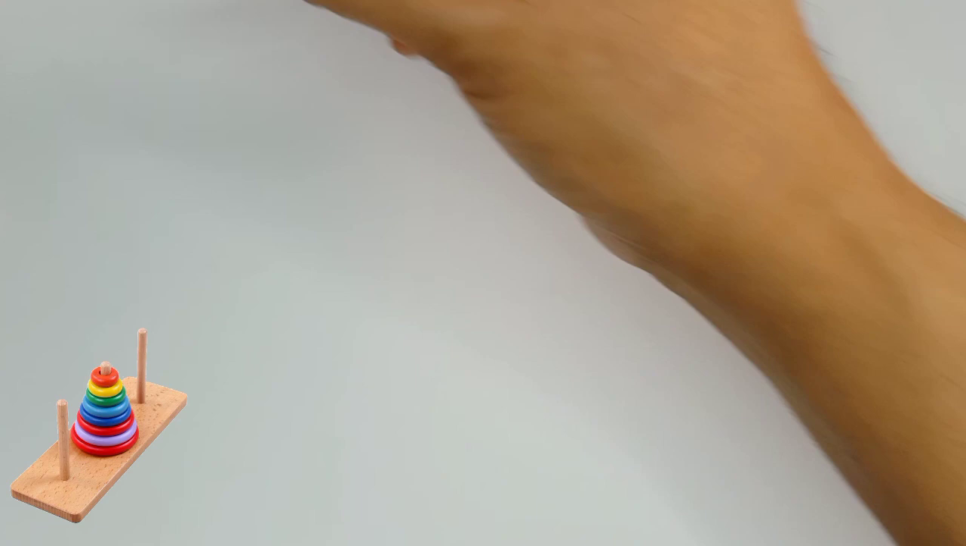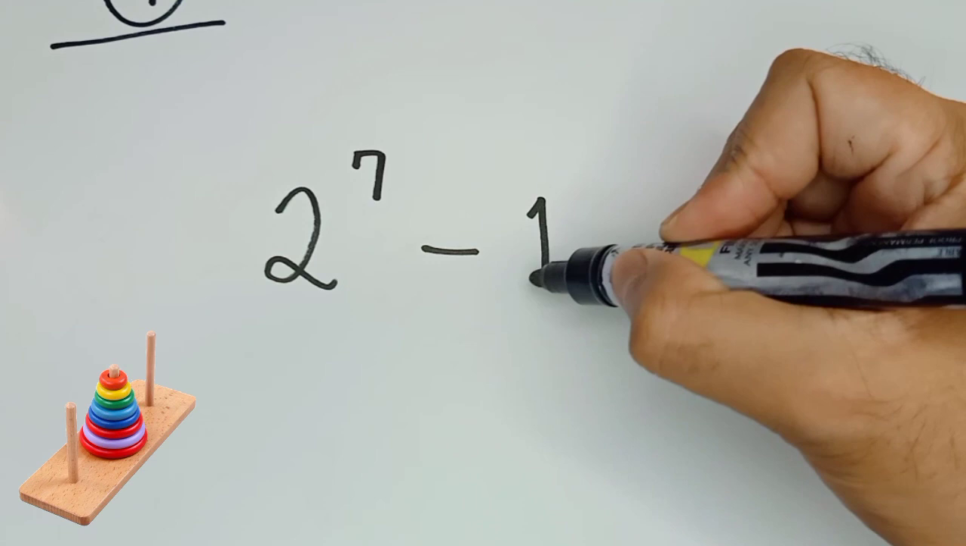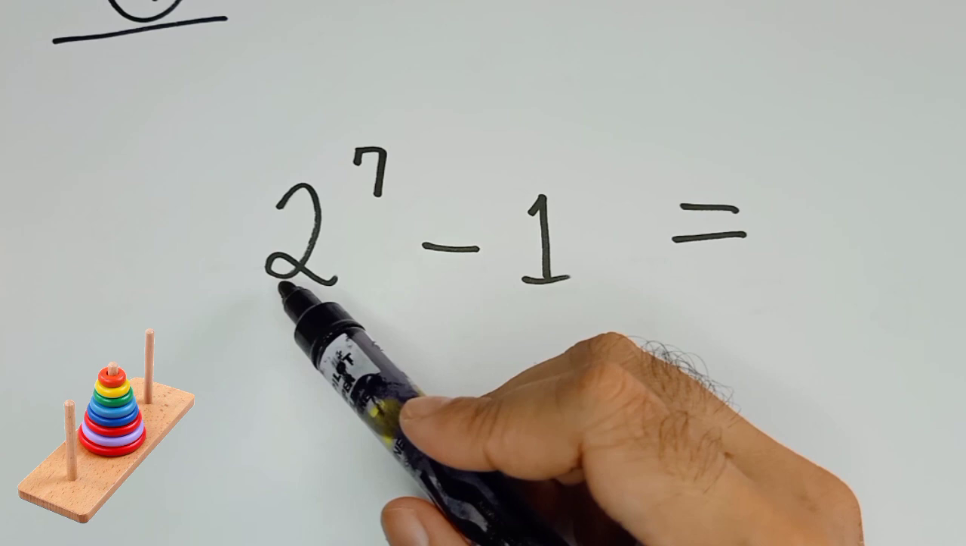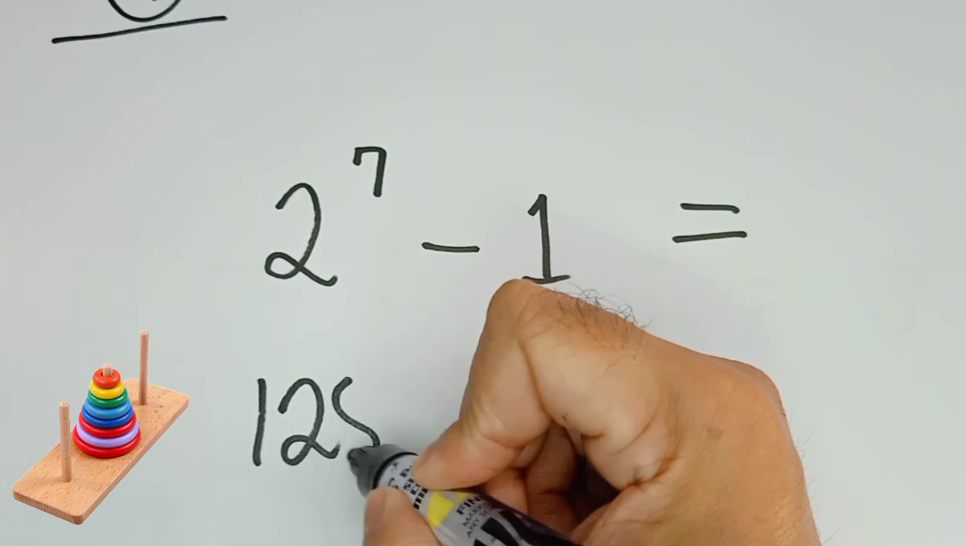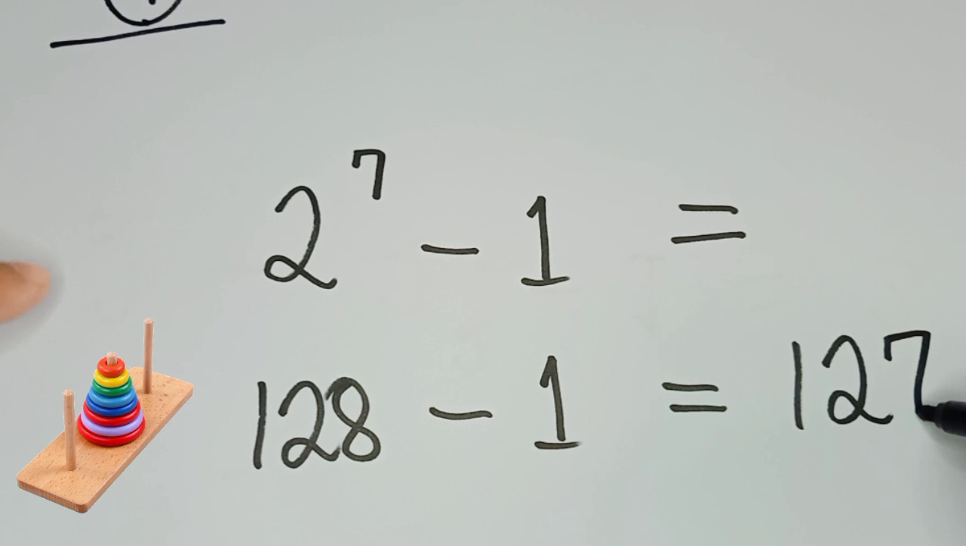Since we use 7 discs in our Tower of Hanoi, we're going to try 7. Okay, 2 to the 7th power minus 1 is equal to. Okay, we're going to multiply 2 by itself 7 times. That will give 128, then minus 1. So if we're going to use 7 discs in a Tower of Hanoi, it takes 127 minimal moves.